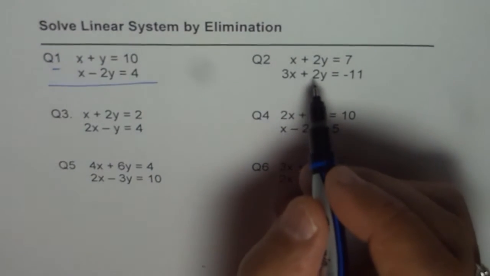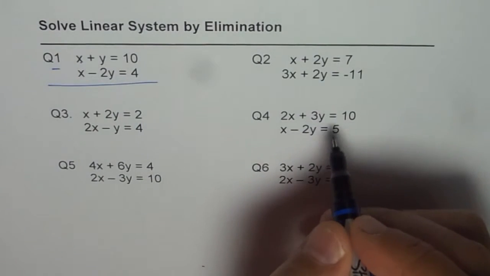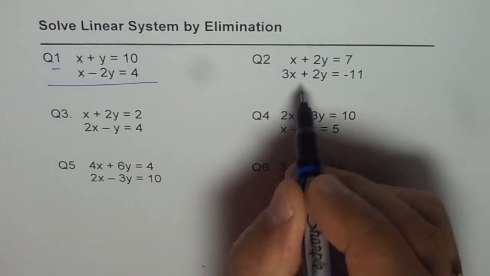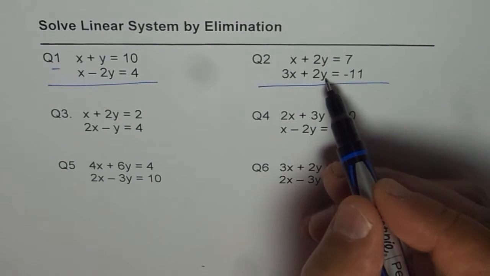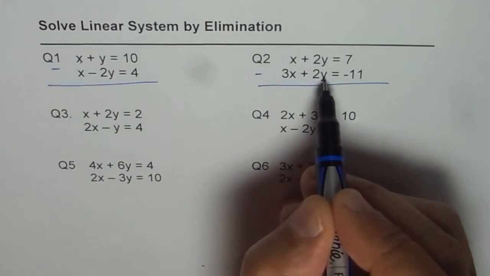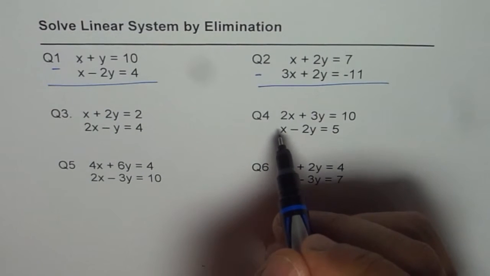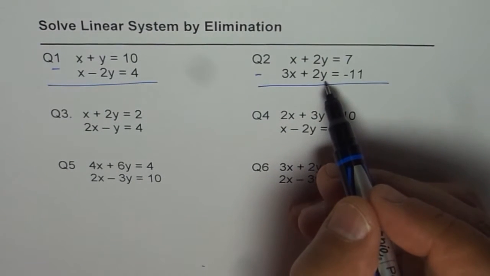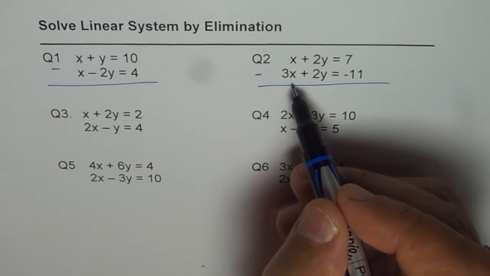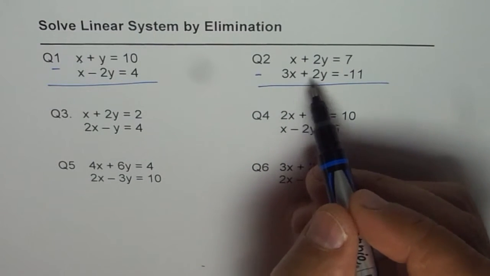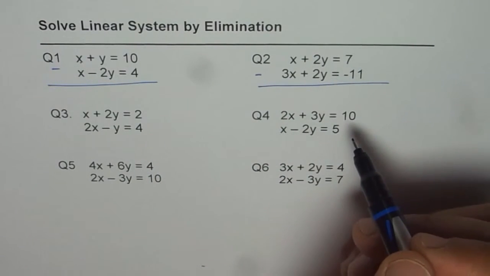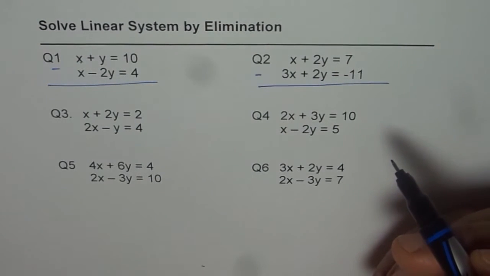Now let's look into question number 2. How can you eliminate one of the variables? In this case, you will observe that the coefficients of y's are same. So if you take away one equation from the other, then you eliminate y's and you're left with x's. You can solve for x. Once you solve for x, substitute the value and find y. That becomes the solution for the linear system.